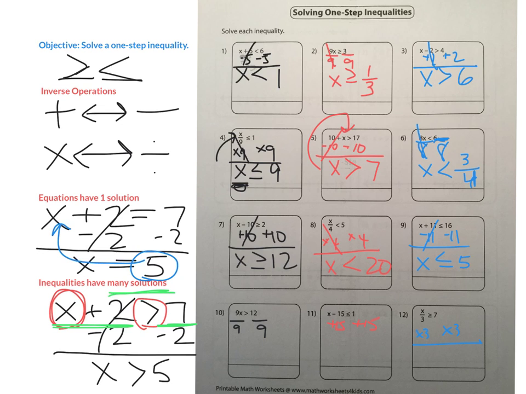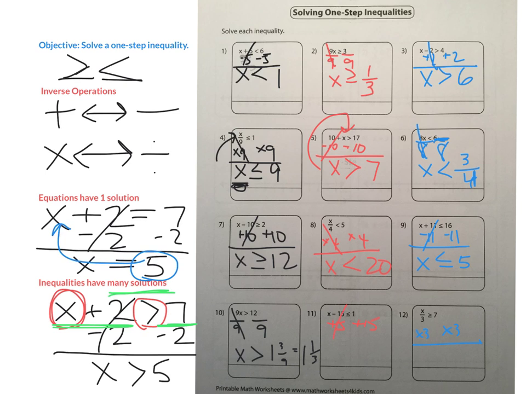Okay, down to number 10, divide by 9, divide by 9. When you divide by 9, you get 1, 9 divided by 9. So you're left with x is greater than 12 divided by 9. Well, 9 goes into 12 one time, and you would have 3 left, and you'd keep your denominator, or you could say that's the same thing as 1 1/3.